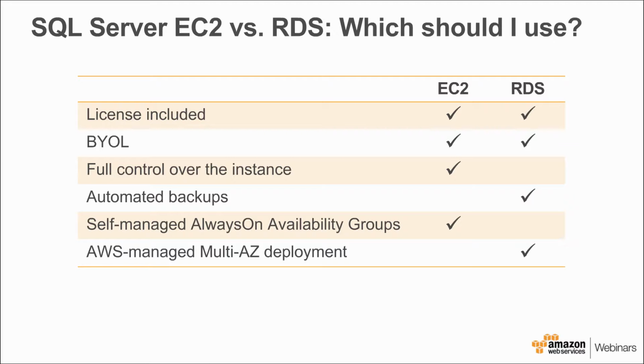So just a summary, again, of some of the points we've been talking about. Both EC2 and RDS provide license included options. They both provide BYOL options. With Amazon EC2, you have full control over the instance, whereas with RDS, you are giving up some of that control for the ease of use of a managed service. With Amazon EC2, you have the option with your control to set up always-on availability groups for high availability. With RDS, the high availability is managed through the AWS managed multi-AZ deployment.